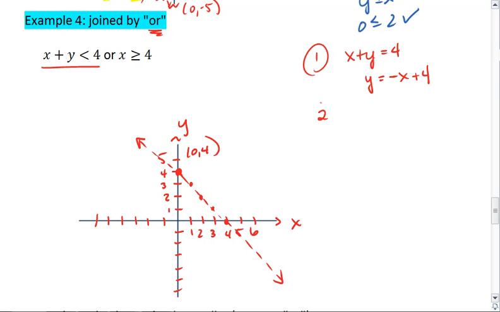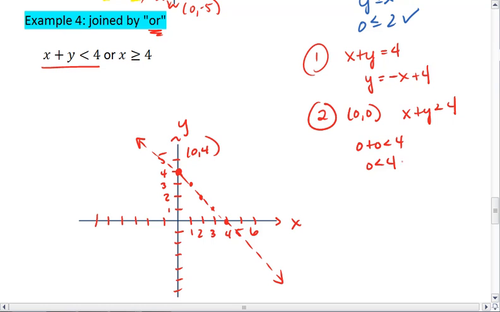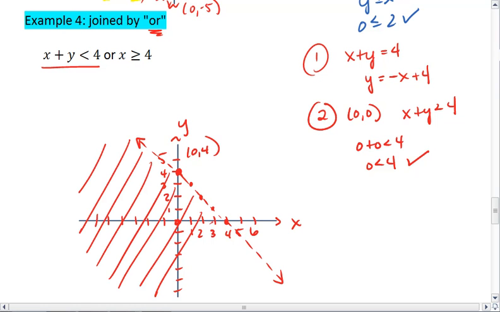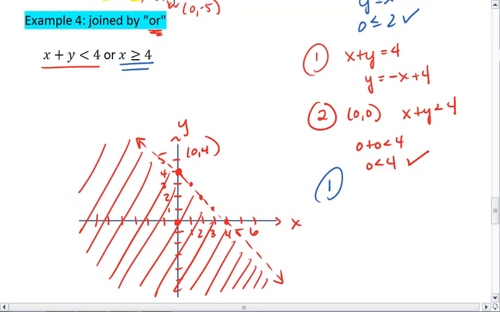Our test point, we can use the origin. Plugging this in, we get 0 less than 4, which works. So the red gets shaded on the side of the origin. If you want to bring in colored pencils to use in class, I suggest that you do. It's a great way to solve these problems.